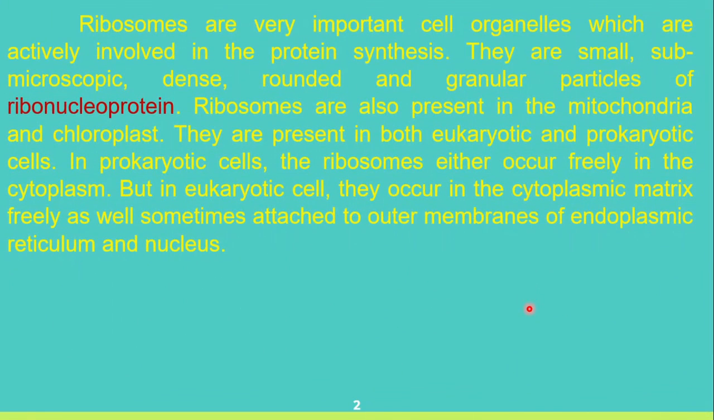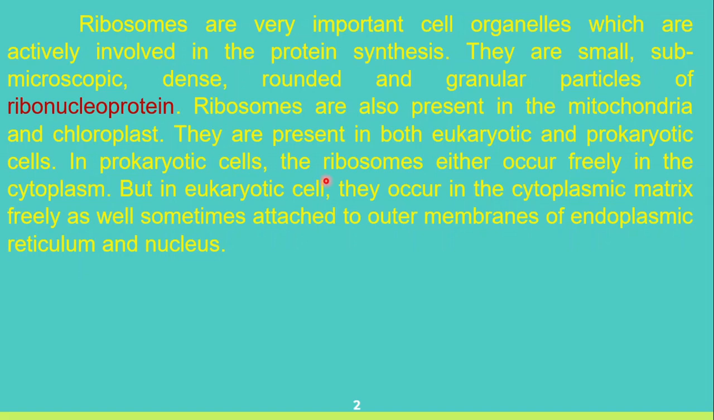Ribosomes are very important cell organelles and they are actively involved in the process of protein synthesis. They are small, sub-microscopic, dense, rounded and granular particles. They are made up of ribonucleoproteins. Ribosomes are also present in the mitochondria and chloroplast. They are present in both eukaryotic and prokaryotic cells.